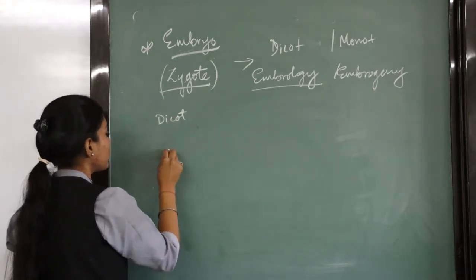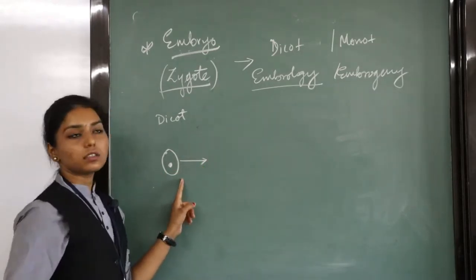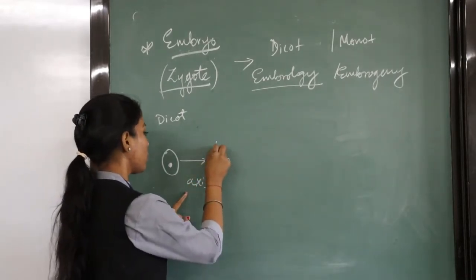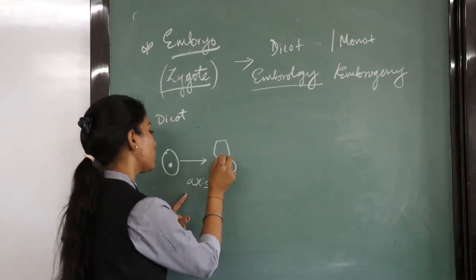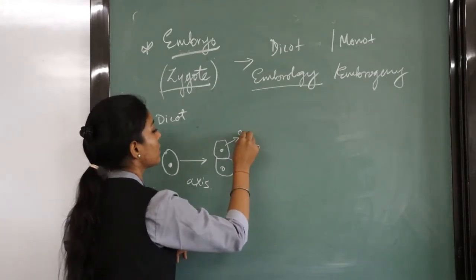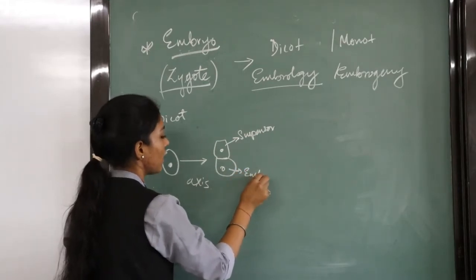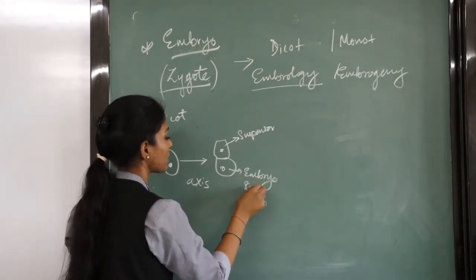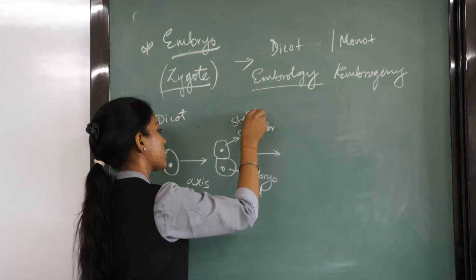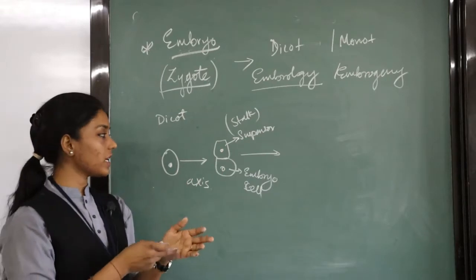Suppose this is a zygote. This zygote divides in both axes. It divides along the nuclear axis also, to form two different, irregularly shaped cells. The top one is called the suspensor cell and this is the embryo cell. Now the suspensor is also called the stalk, which divides transversely, whereas the embryo further divides transversely as well as vertically.